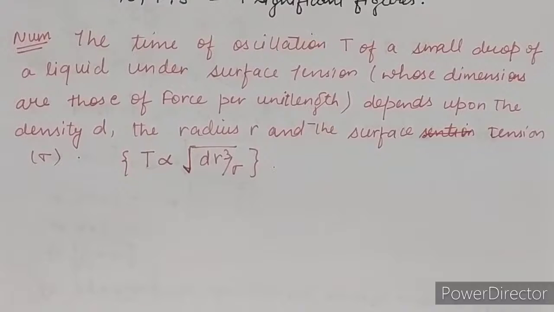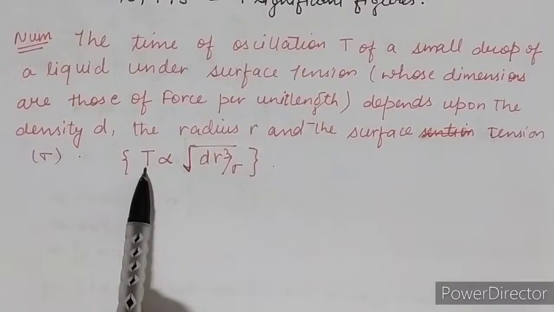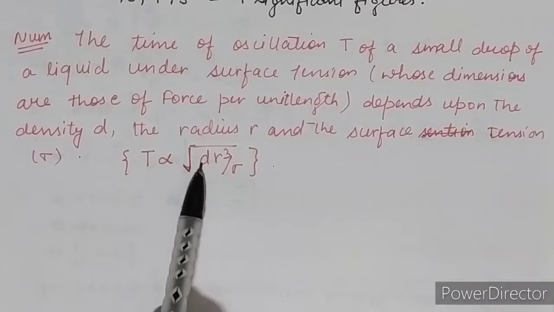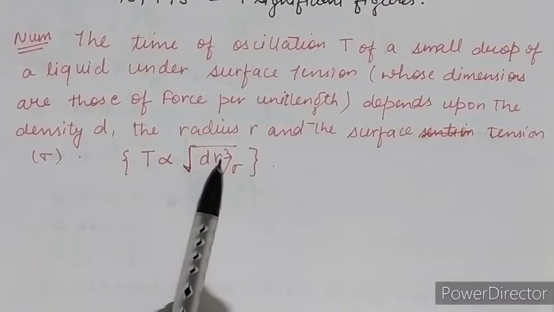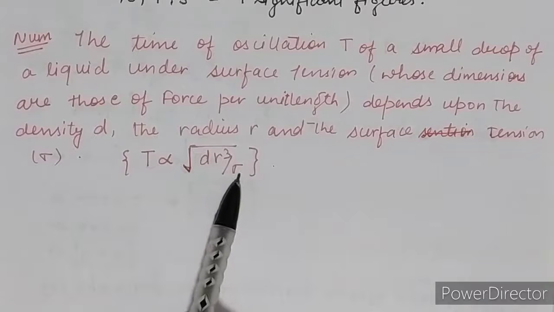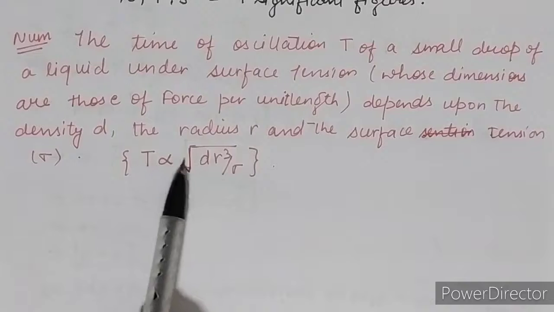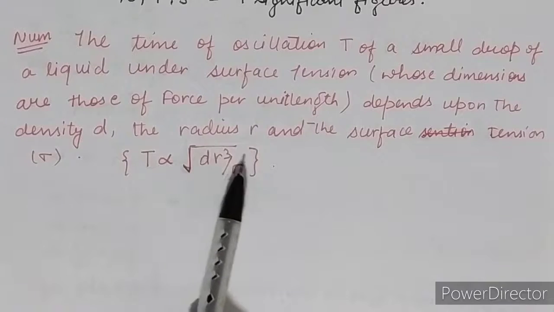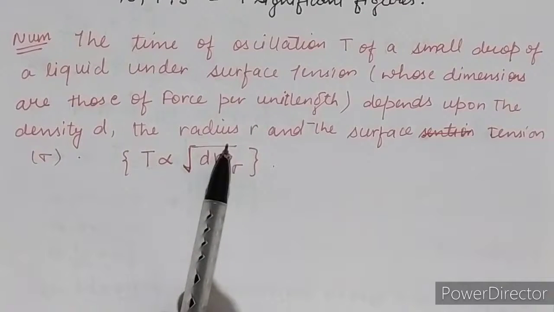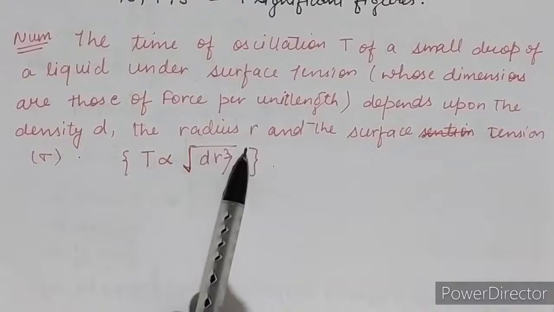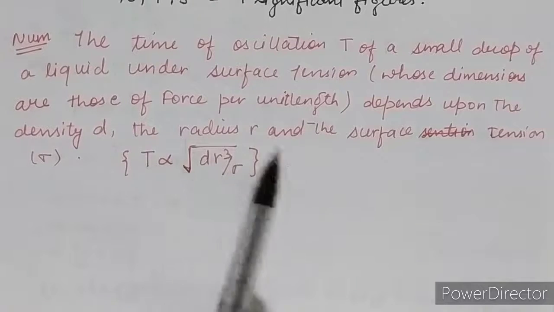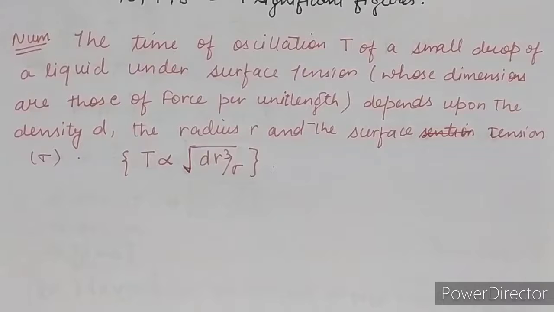I am giving you the hint that this is your time period, and this is the density. Density is mass upon volume. This is the radius and this is the surface tension. Surface tension is force per unit length. So the time period depends on d to the power a, r to the power b, and sigma to the power c, and the constant is k. Then you have to solve the entire thing as I have done in today's numerical.